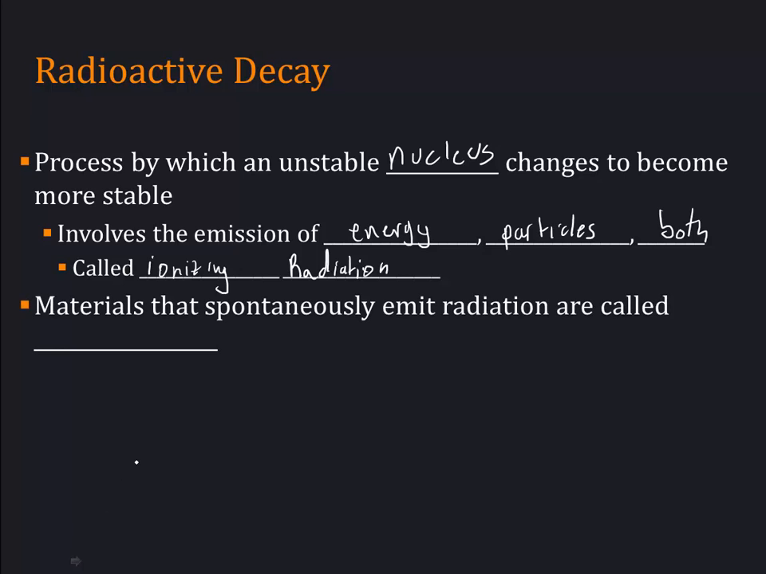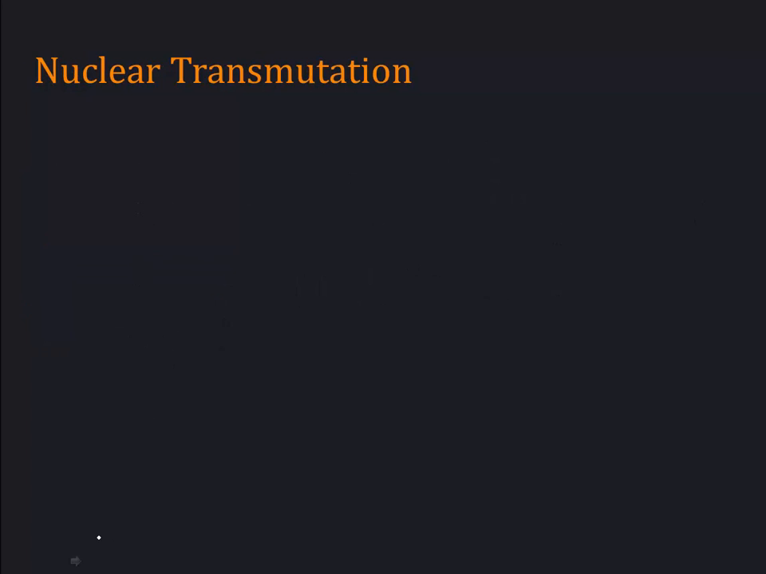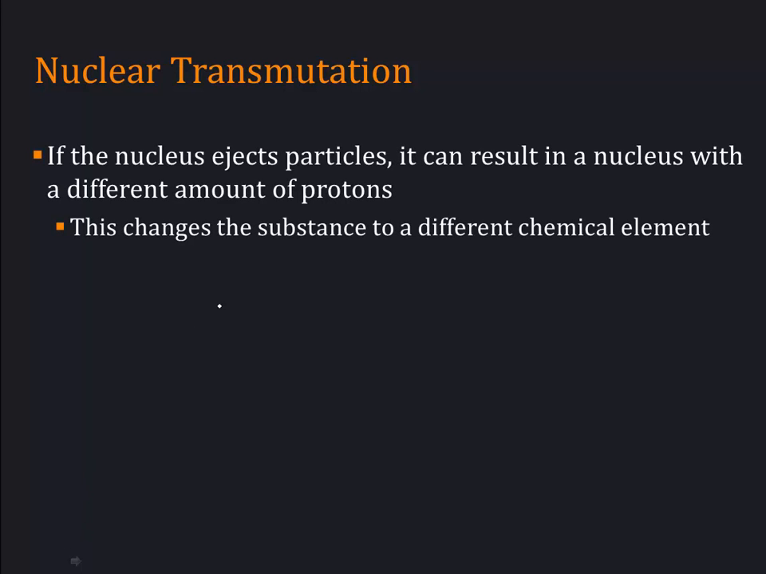Okay. Materials that spontaneously emit radiation are called radioactive. So when we say something's radioactive, we mean the nucleus is actively giving off energy. Now, if it's also giving off particles, that's going to result in not only a more stable nucleus, but a nucleus that's different than what we started as. And if it changes to a different element, that's called nuclear transmutation. Okay? If it ejects particles, we get a new nucleus, and this changes it into a new chemical element.